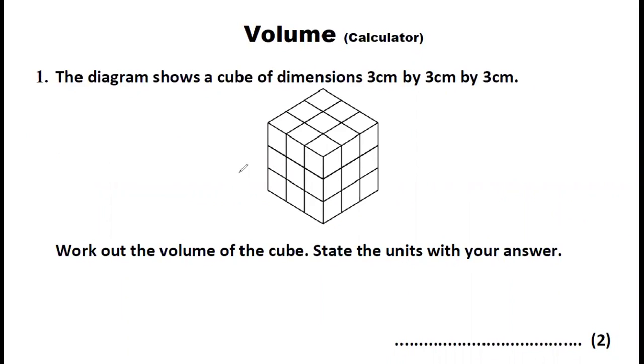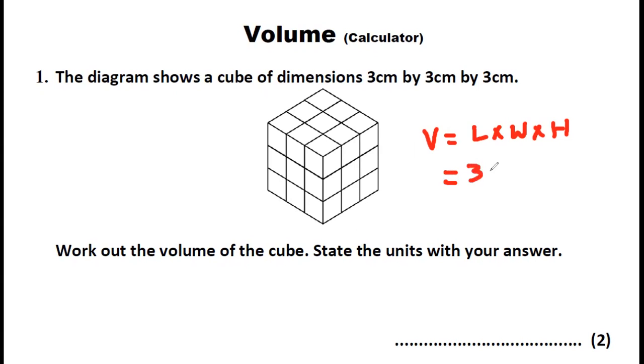It says the diagram shows a cube of dimensions 3 centimeters by 3 centimeters by 3 centimeters. Work out the volume of the cube, state the units with your answer. As we know, in case of cubes and cuboids, we use the formula volume is equal to length times width times height. And cubes have all of these three lengths being exactly the same. Like in this case, length, width, and height are all just 3.